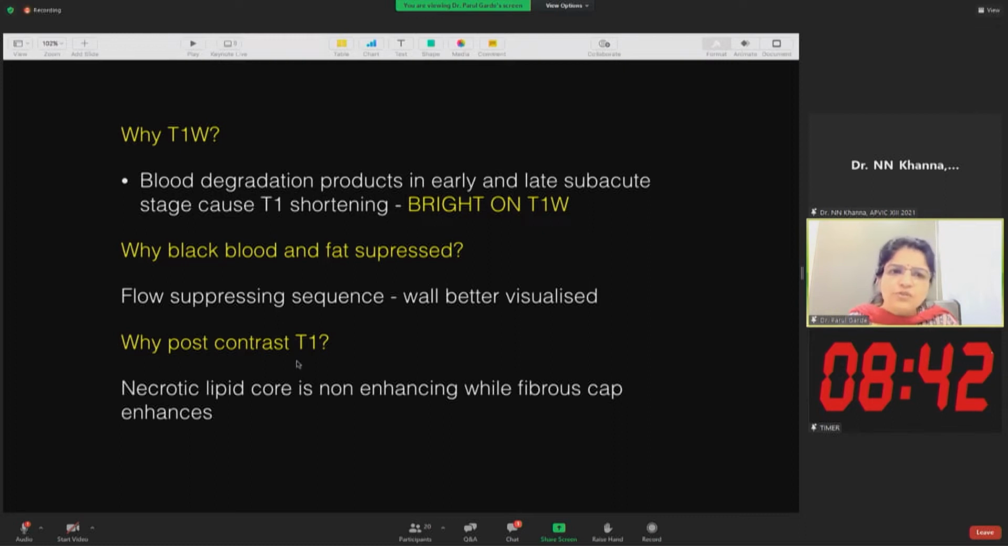Why do we need to use contrast? Because we want to look at inflammation and we want to differentiate the necrotic lipid core, which will not enhance, as against the fibrous cap, which would enhance.